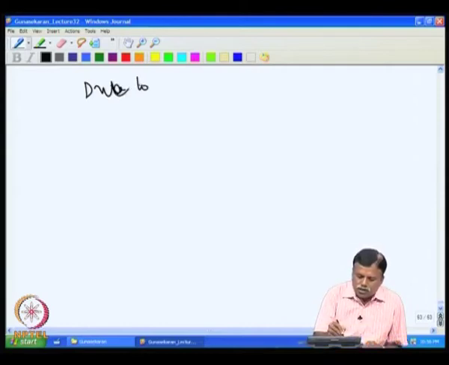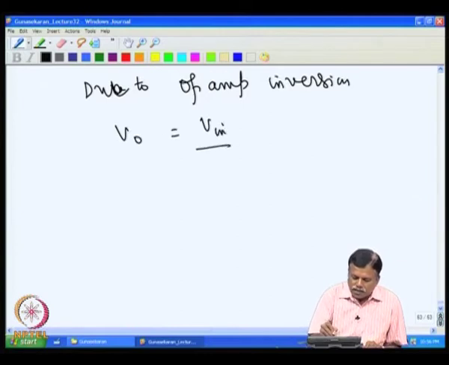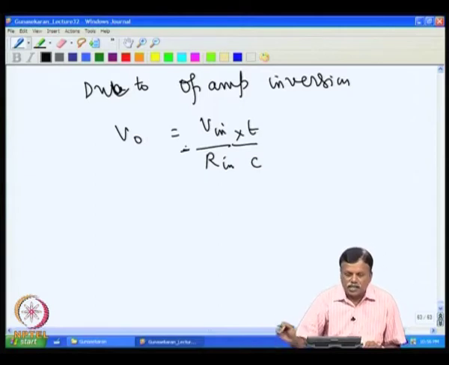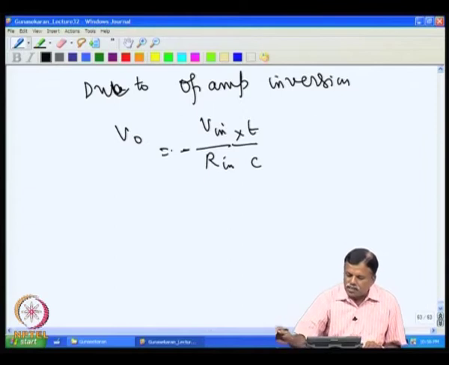So, that V0 is coming as V in by R in into T divided by C, with the minus sign. So, that goes to the minus side. The minus sign is introduced to take care of the inversion. So, that is the equation for V0.